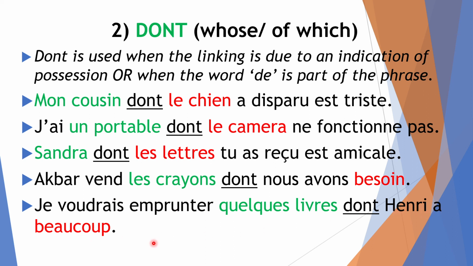Okay. So the clue for dont requires a little thinking on your part, a little imagination. You have to split the sentence into two and then find out what the common factor is. If the common factor is a time or a place, then you have to use où. If the common factor shows an indication of possession, or when the phrase ends with de, then you have to use dont. The next two, that is qui and que, are a little on the confusing side.